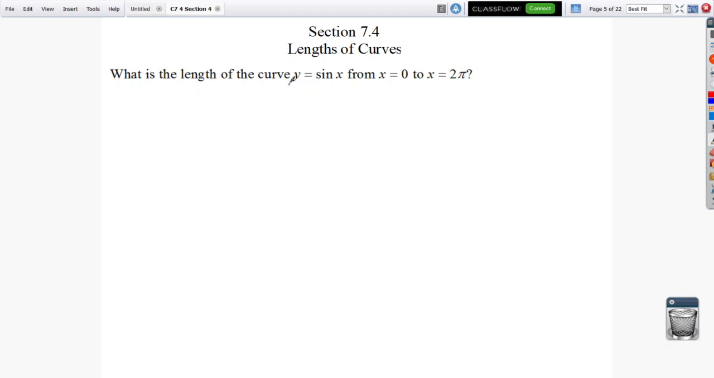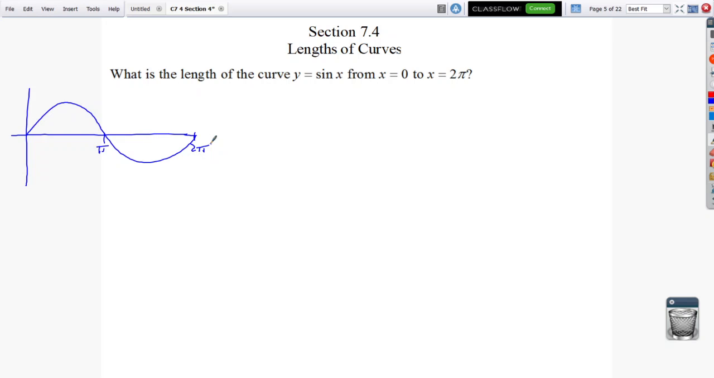But before we get to figuring out what the length of this curve is, we are going to draw the curve. And we know that sine of x has a period of 2 pi, so up and down. There's one period of our function from 0 all the way up to 2 pi. And again, that's just because I know what the graph of y equals sine of x looks like.